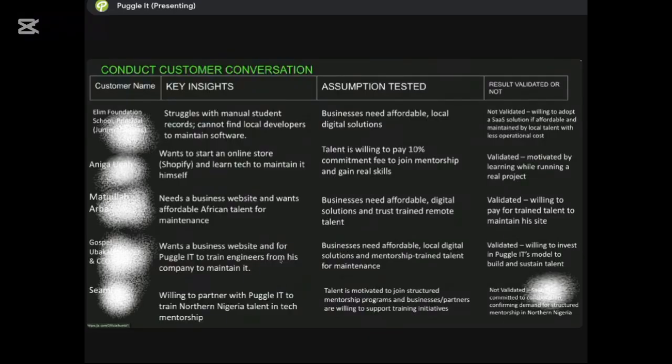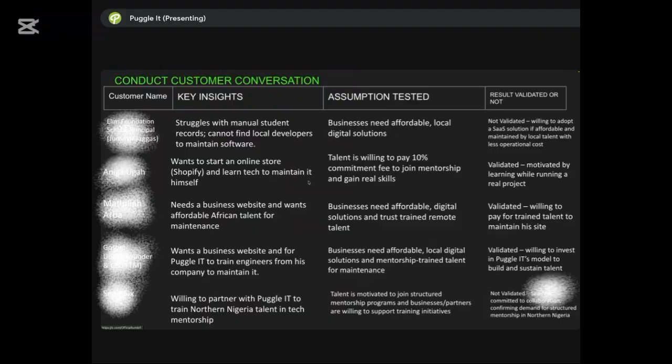We went to some of our clients. What we noticed is that the first client, that's the name of the customer, these are real clients, so the reason why we are going to blur their names is because they are real clients. From the insight we got, he ended up paying for a Shopify store and making Puggle IT the sole maintainer.